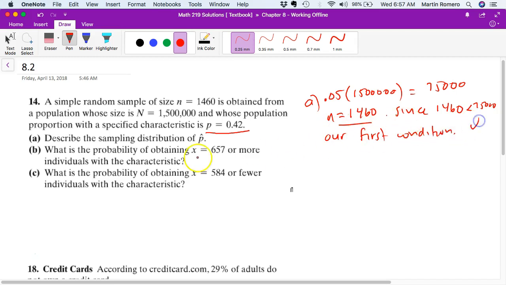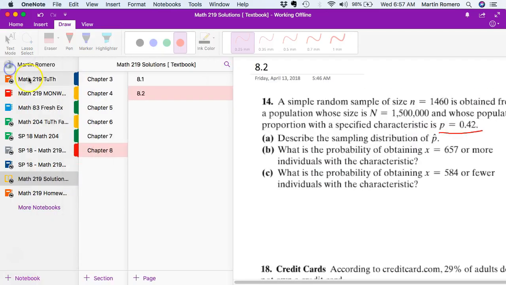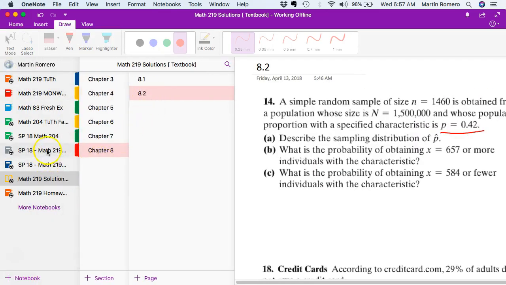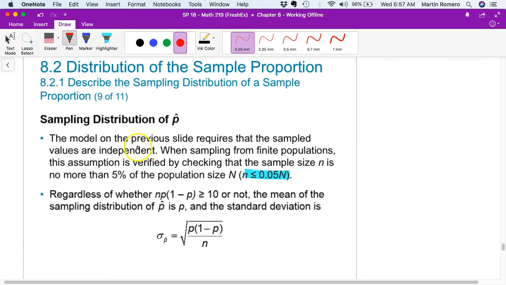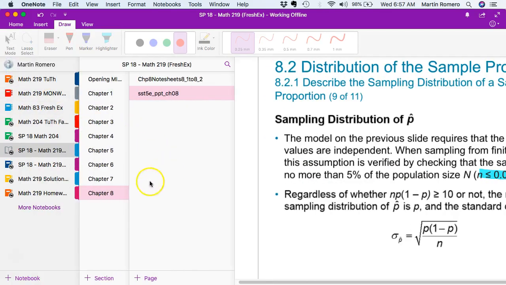So this first condition is met, coming back to your note sheets. When sampling from finite populations, this assumption must be verified: the sample size n is no more than 5% of the population, which we've just verified for the sampling distribution. Let's go on to the next one.